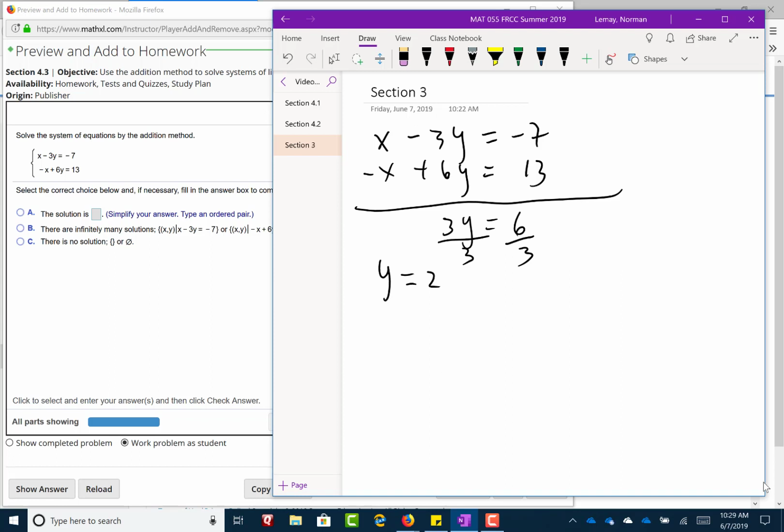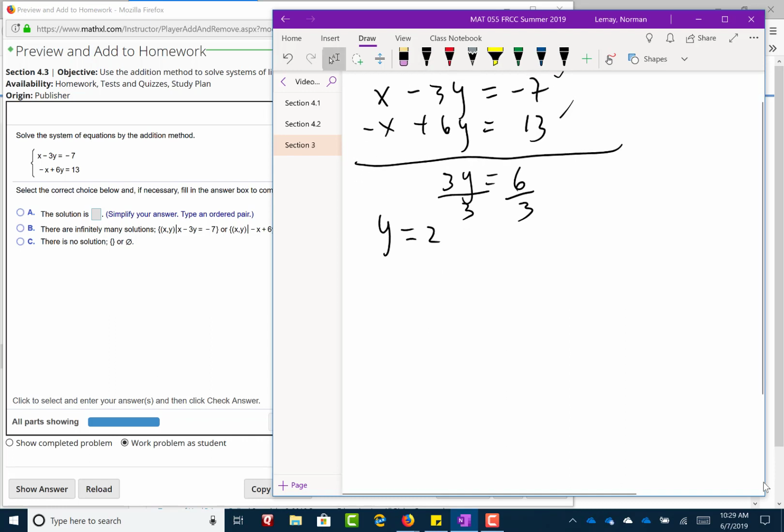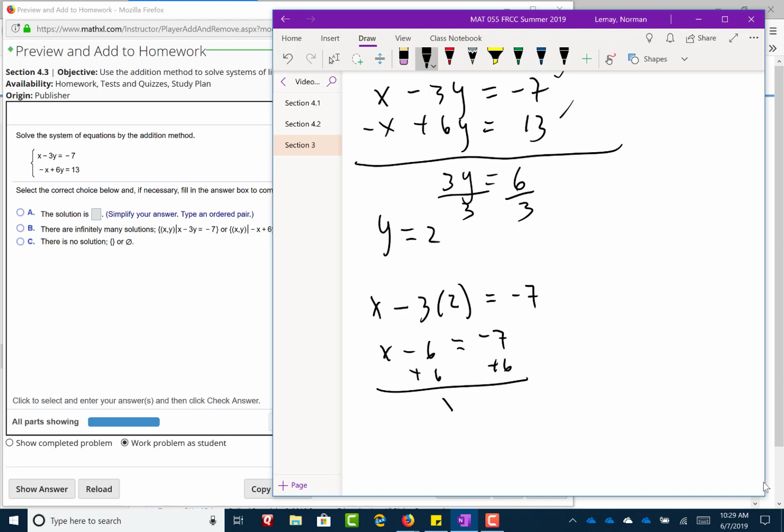Now I have to take this y and pick this equation or this one, and it doesn't really matter which one you choose. For this first set, I'll just choose the top equation. When I substitute, I get x minus 3 times 2 equals negative 7. So x minus 6 equals negative 7, and when I add 6 to both sides, I get x equals negative 1. So it appears that I have a solution of negative 1 comma 2.